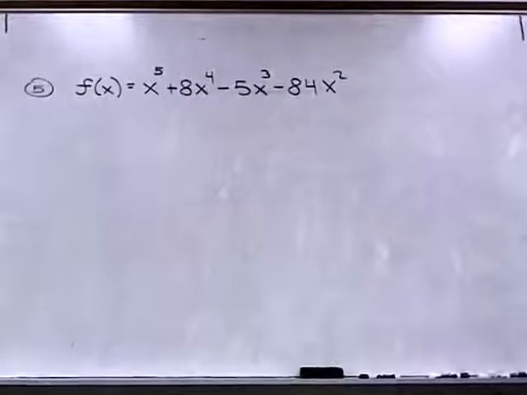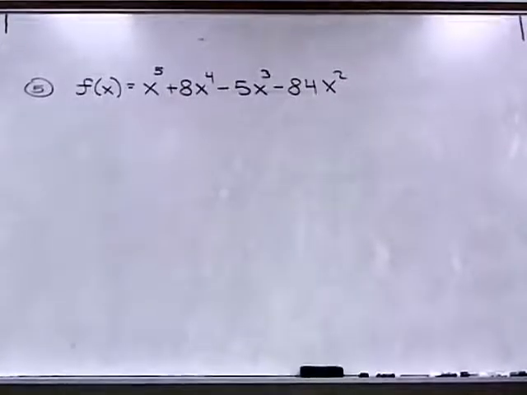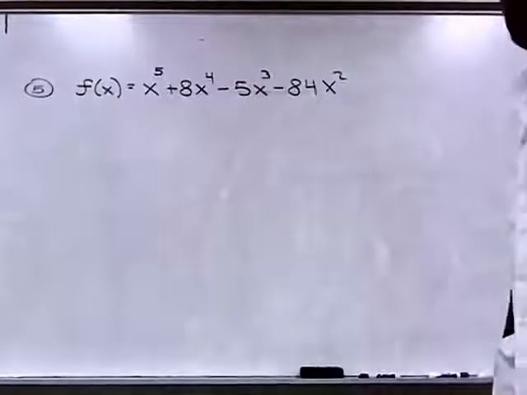What type of function is this? Polynomial, right? So polynomial, the set of steps for us were, number 1, left-right behavior. Is that correct?